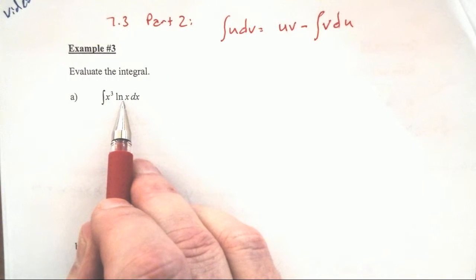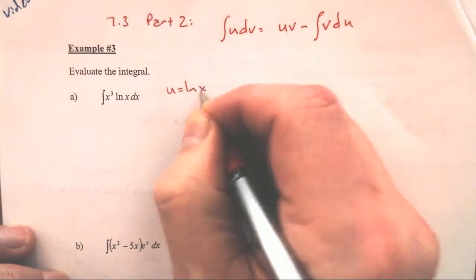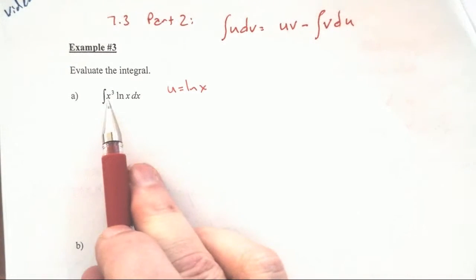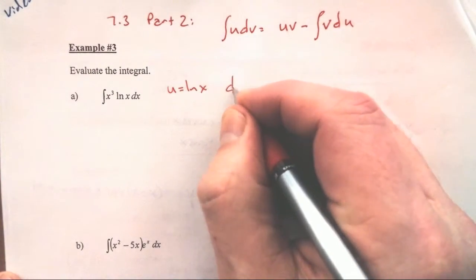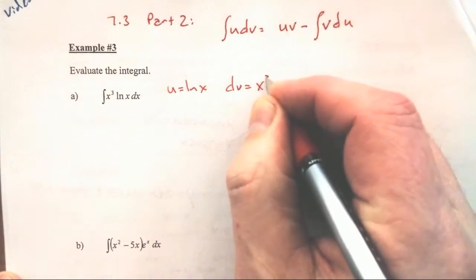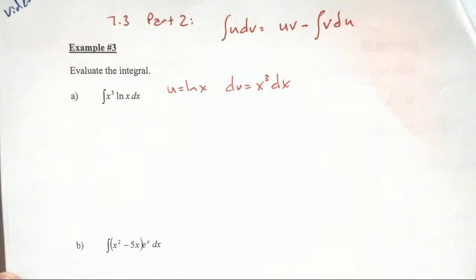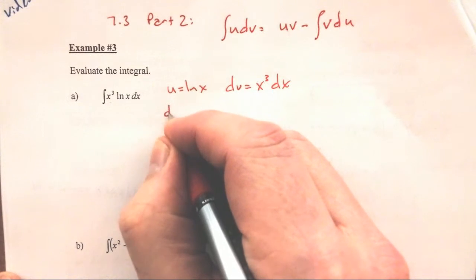We don't know how to do it at this time, so that leaves me with no choice but to have u be ln x. And while we kind of pine about the fact that we wanted this to be u, you're going to see this works out pretty well. Therefore, dv has to be x cubed dx, so everything here is accounted for. I always set them up this way. We've talked about that in video 1.